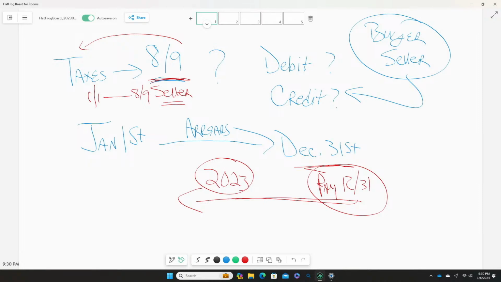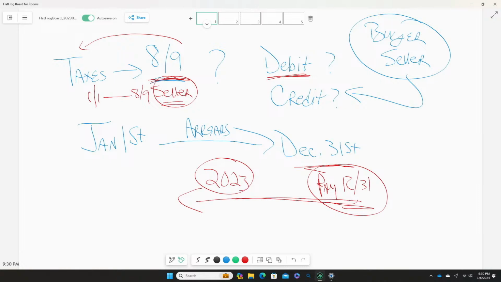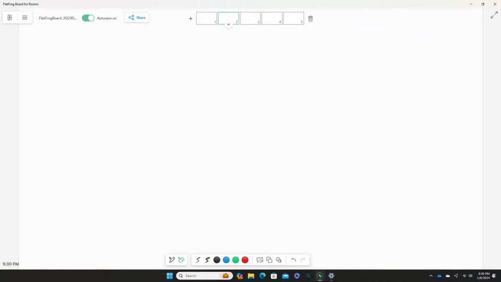And since they owe that and taxes are paid in arrears, the seller is probably going to be charged or debited for those 7 months and 9 days. So what do we need to do in this problem for the real estate exam? Well, the first thing we need to do is look at, well, how much are the taxes? I'm going to say they're $3,500.89. That is the total taxes for the year.